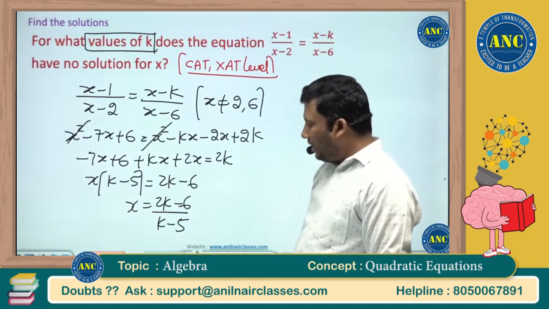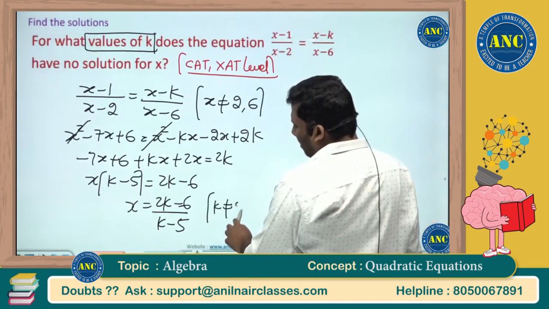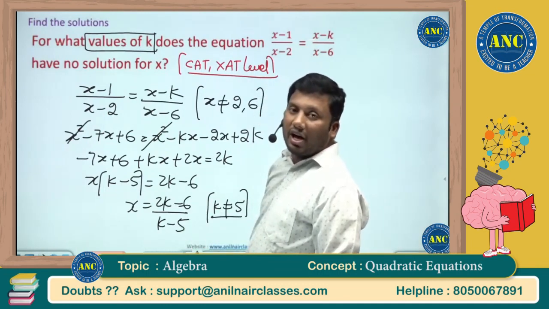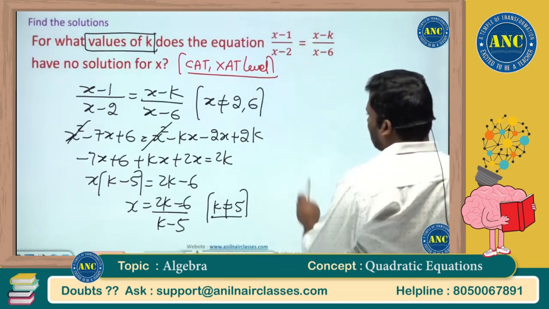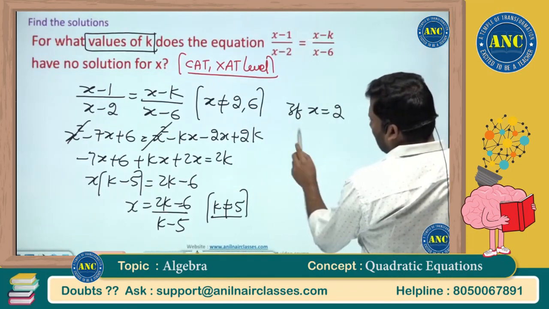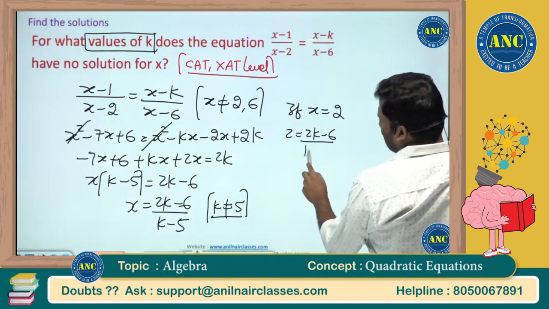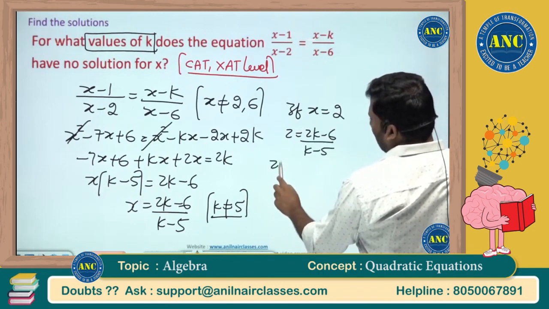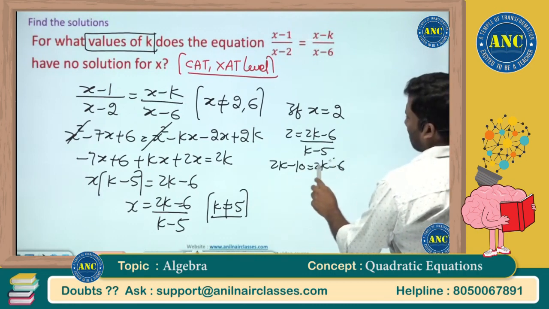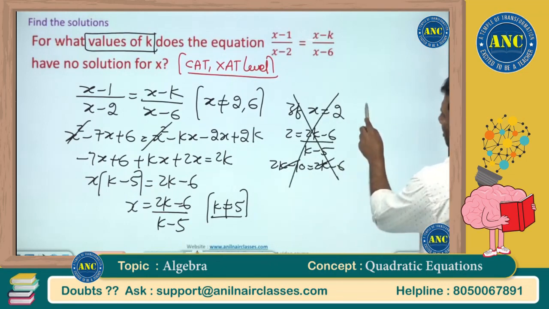I hope the idea is clear. So the first thing is k is not equivalent to 5, because the denominator cannot be equated with 0. If x is equivalent to 2, then 2 equivalent to (2k minus 6) by (k minus 5). 2k minus 10 equivalent to 2k minus 6. It is not possible. X equivalent to 2 is not possible.